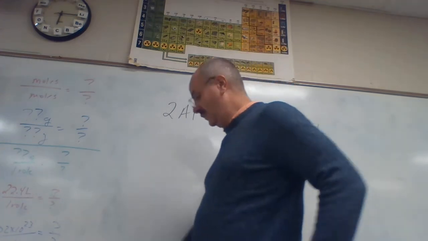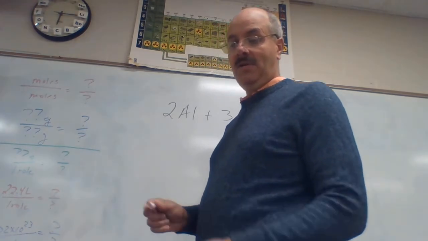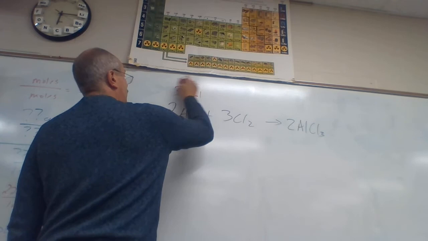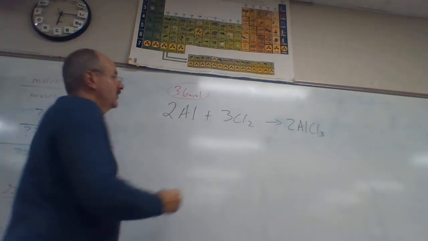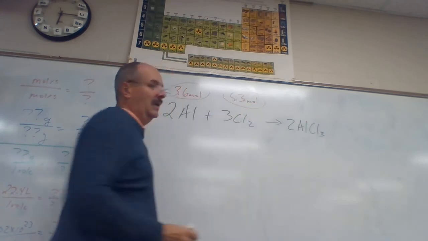All right, so the very first one, we've got the balanced equations on the board behind me. And it says we got 3.6 moles of aluminum, and we got 5.3 moles of Cl2. All right, so that's what they gave us.